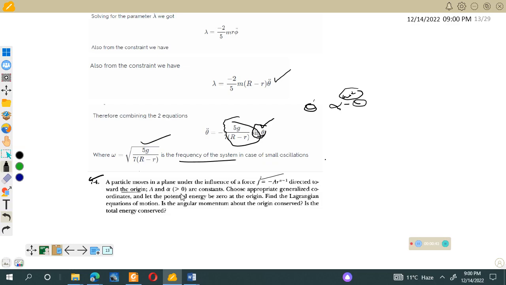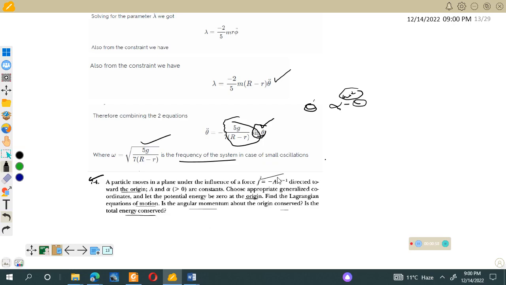Choose appropriate generalized coordinates and let the potential energy be zero at the origin. Find the Lagrangian equation of the motion. Is the angular momentum about the origin conserved? Is the total energy conserved?